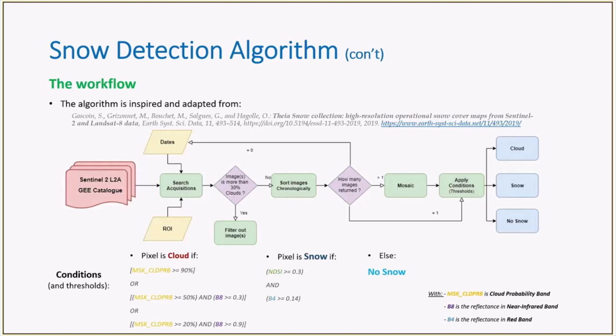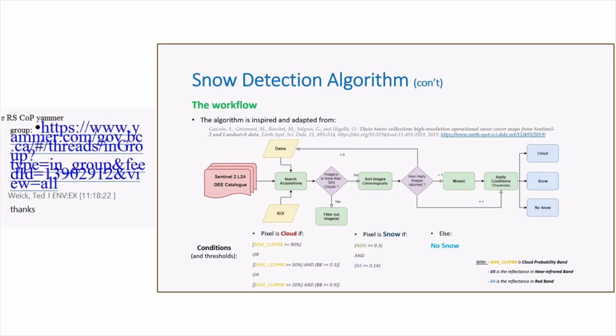And the final step is to apply the conditions used to classify each pixel to either snow, cloud, or no snow. These conditions are based on pixel-wise thresholds of Sentinel-2 bands. The ones used here are the cloud probability, the near infrared, and the red band. In addition, of course, to the NDSI calculated as part of the process.